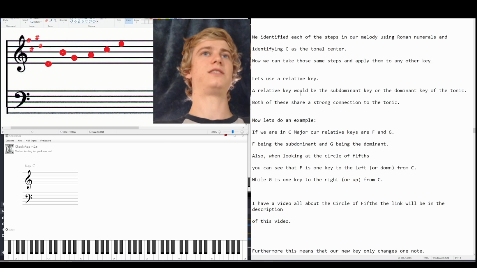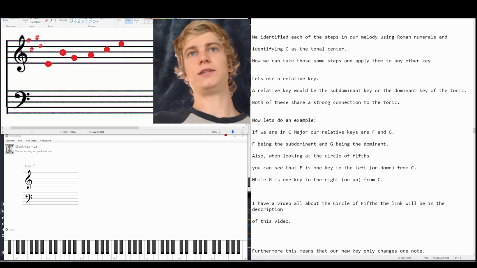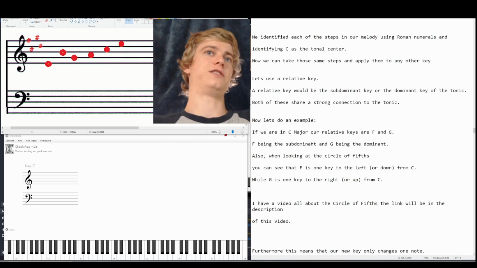Let's use a relative key. A relative key would be the subdominant or the dominant key of the tonic. Both share a strong connection to the tonic. So let's do an example. If we're in C major, our relative keys are F and G. F is the subdominant, G is the dominant.